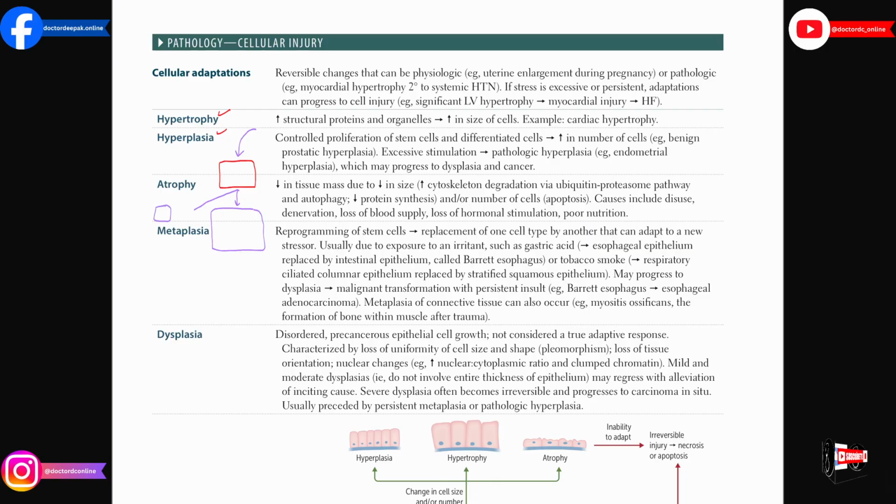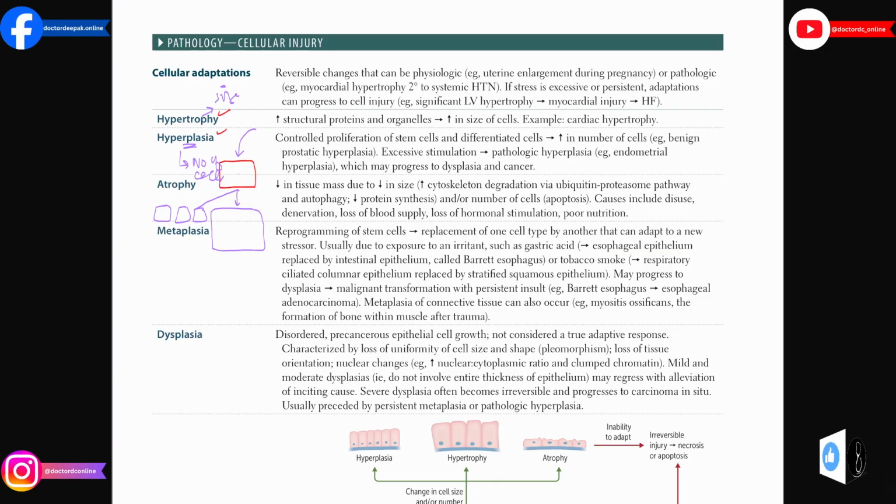Let's suppose from one cell, you make three cells. It means you are going to increase the number of cells, and the number of cells only increases when you have the stem cell, because if you want to produce more cells, you have to stimulate and proliferate the stem cell. Only then can you increase the number of cells, and this is called hyperplasia. So hyperplasia means increase in number of cells, and hypertrophy means increase in size of cell. So this is the basic difference between these two things.